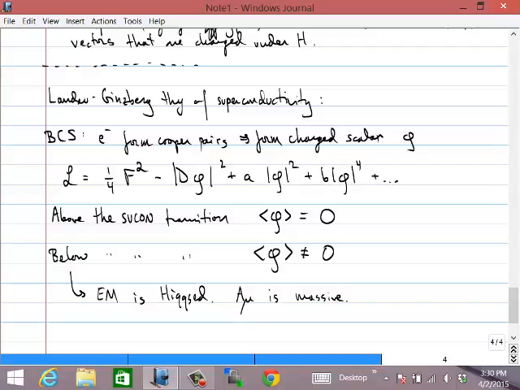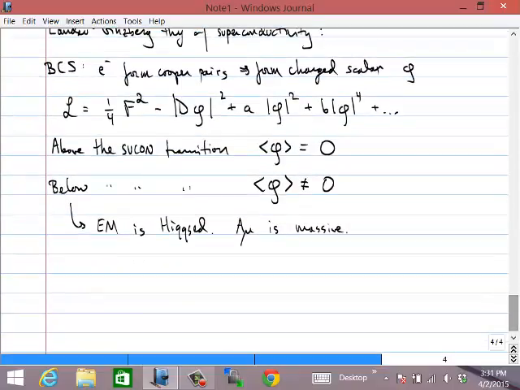Now, of course, at a truly microscopic level, on scales very small compared to the interatomic spacing of the superconductor, electromagnetism is really massless. It's just electromagnetism. But on long-distance scales, where we have to take into account the interactions of the electromagnetic field with this field phi, electromagnetism will be effectively massive.